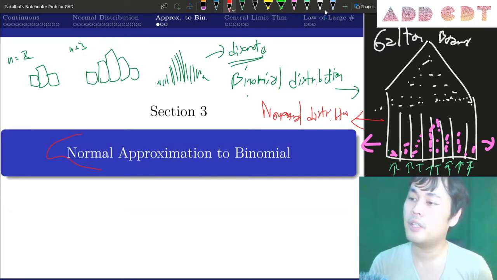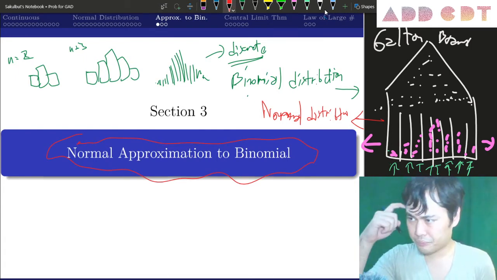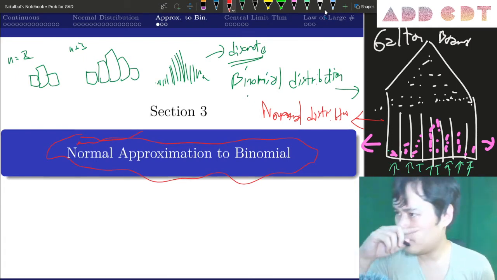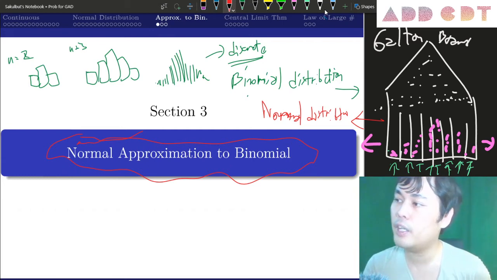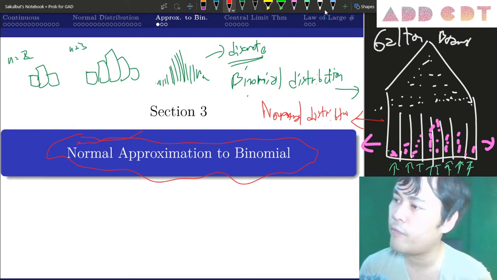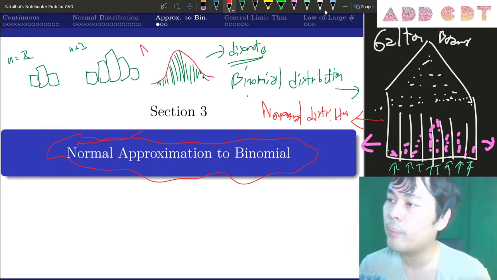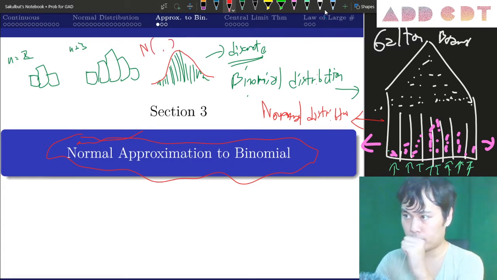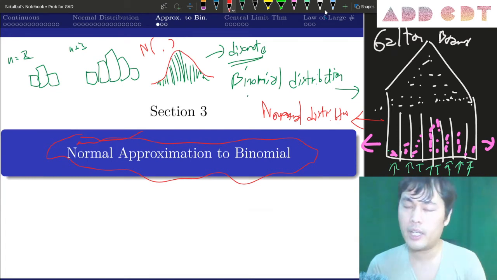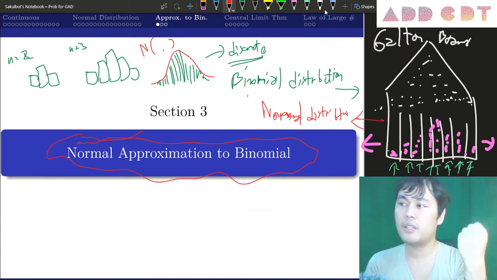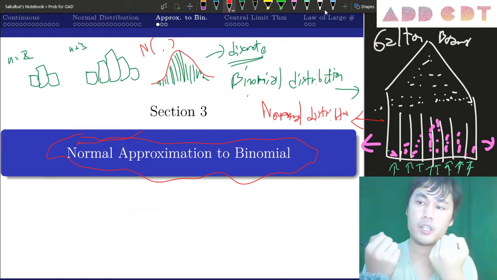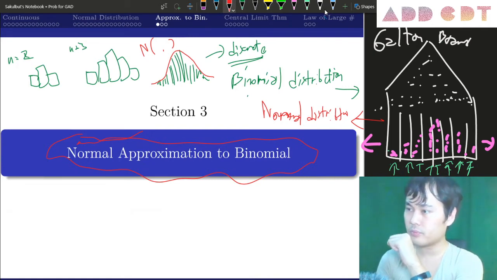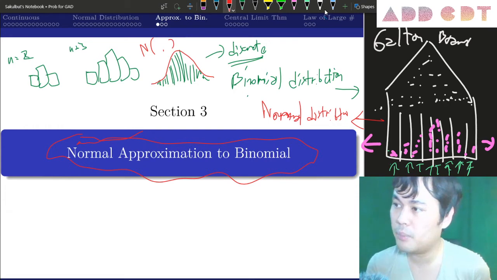But the theorem, the whole theorem, tells us that if the number of rows, the number of slots, is large enough, then that curve looks just like the normal distribution with some value of n. So now we connect the discrete case to the continuous case, and we can actually use them back and forth.